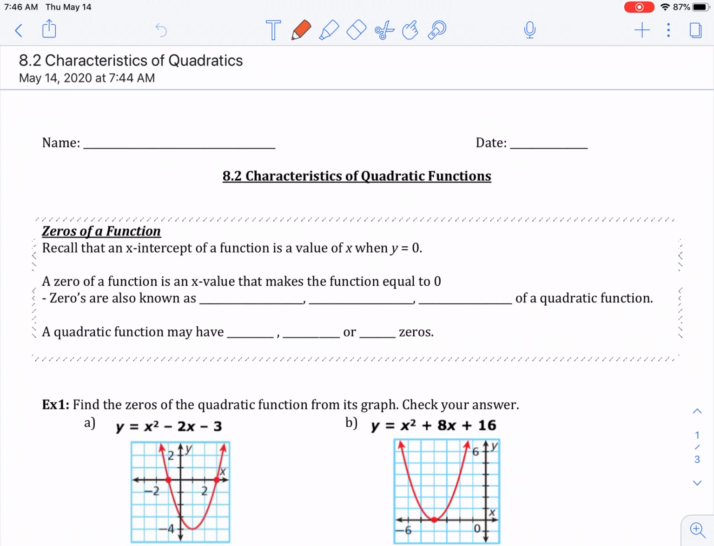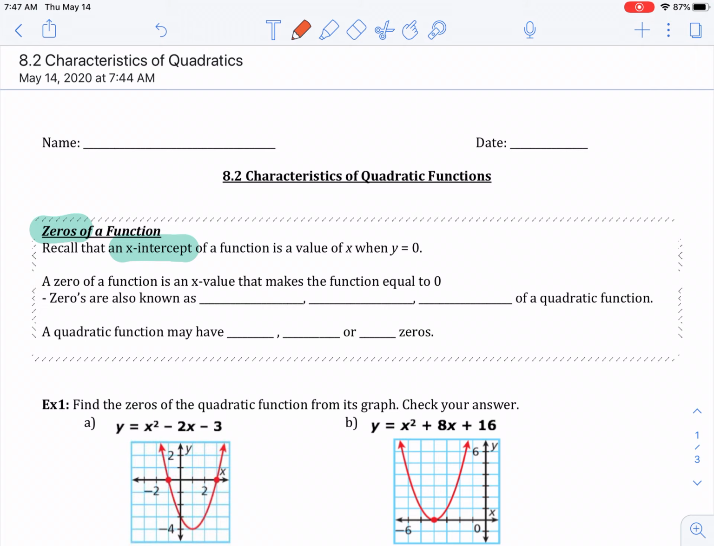Okay, good morning everyone. Lesson 8.2, characteristics of quadratic functions. We've seen this term before, zeros of a function. The zeros are the x-intercepts. In other words, last chapter when you did factoring, you would solve the equation for the two x values that make it equal to 0. Those are called the zeros. They're also called x-intercepts. They're also just called the solutions.